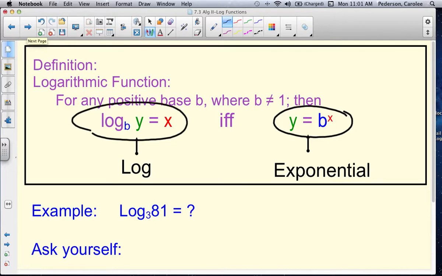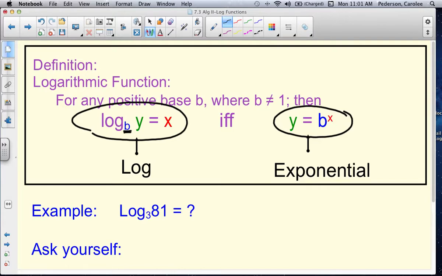notice where the base is now. The blue base is a logarithm, and it's a little b. And then the y, so we say log base b of y, and then notice where the x, the exponent, goes, is off to the right. So the left-hand side equation is a logarithm. The right-hand side equation is an exponential.